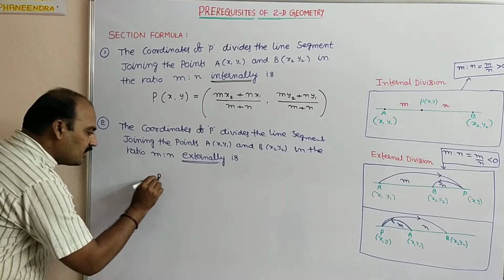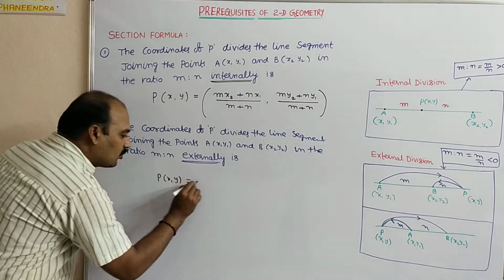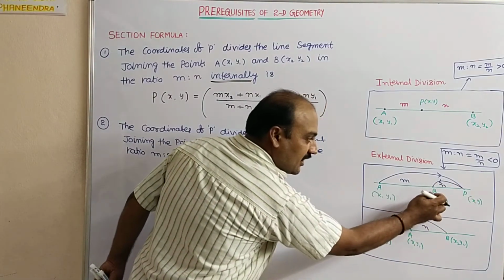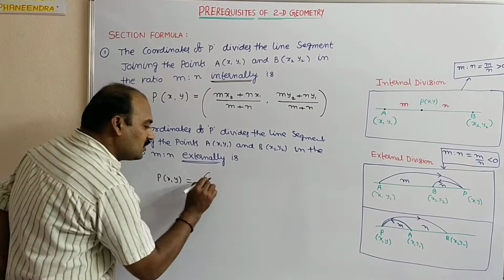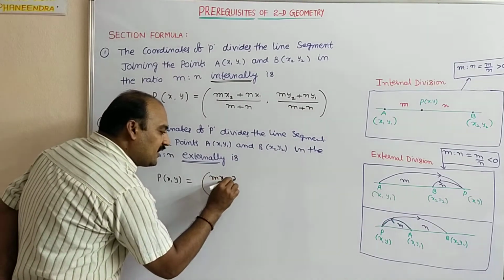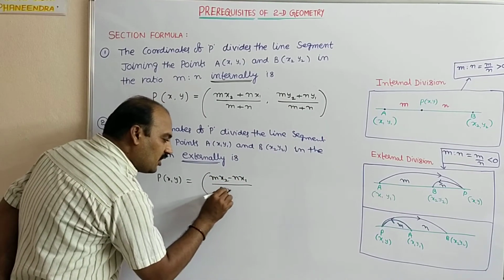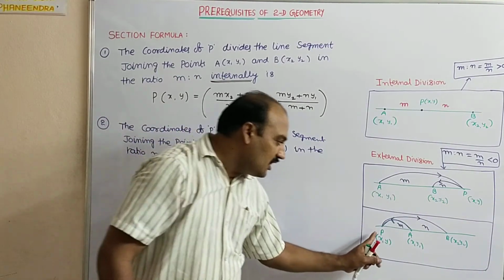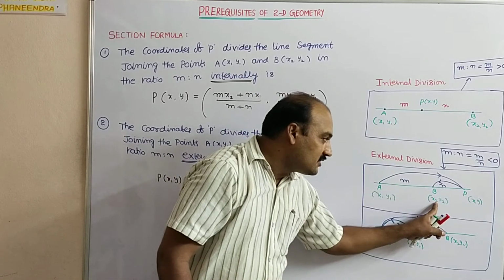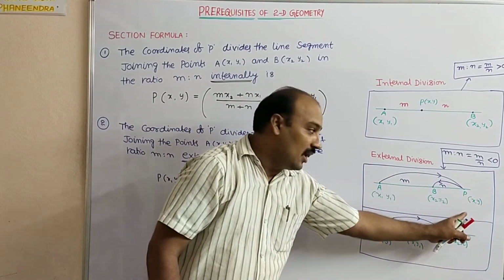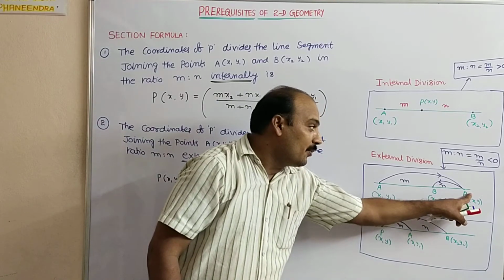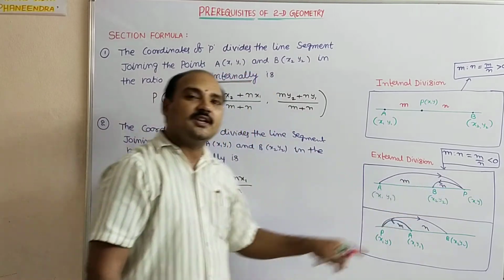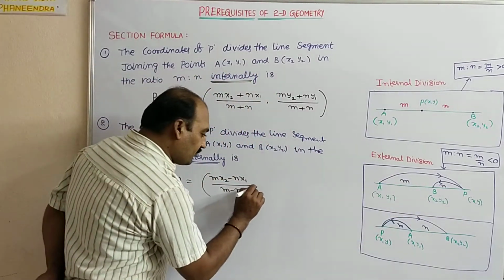So P of x comma y, the coordinates of P, is equal to mx2 minus, reverse direction, n into x1. So mx2 minus nx1 divided by m minus n. I hope everyone understands. Why? Because mx2 means this is positive direction, minus. Why are we taking minus? From P to B it is traveling in the opposite direction, negative direction. So that is the reason minus nx1.